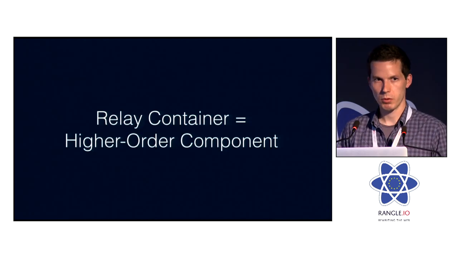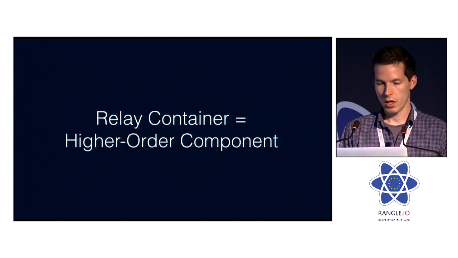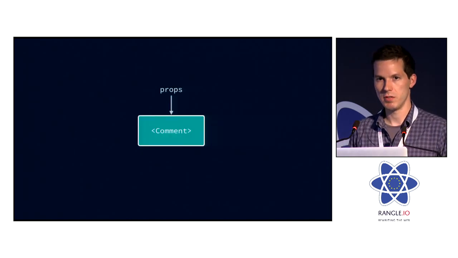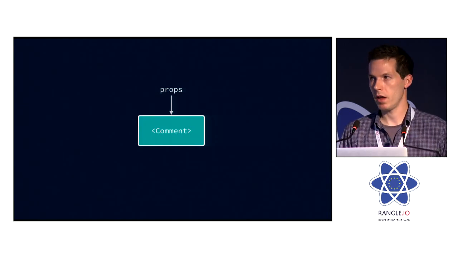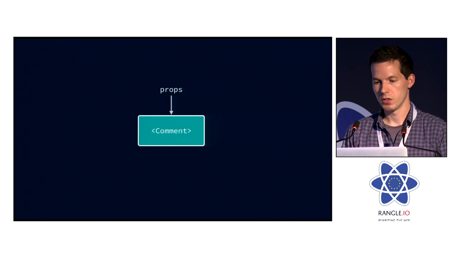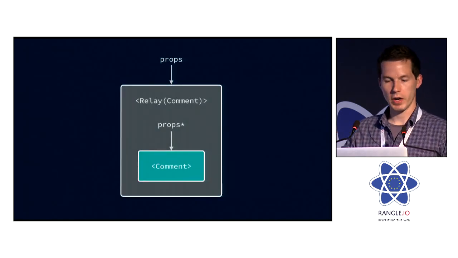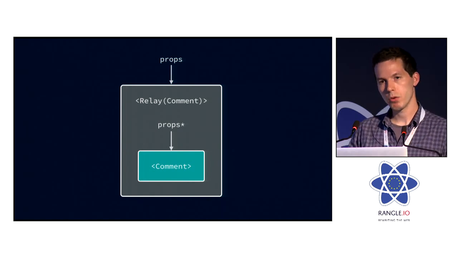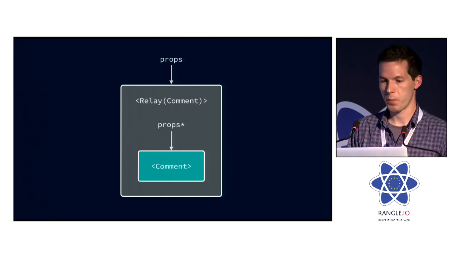So if you're not familiar with higher order components and or containers, kind of two names for the same thing. The way it works is our regular comment component expects to receive some props. But that would require us to actually fetch the data and provide those props to the component. So instead, we can wrap that. This Relay container wraps that component and says regular React component receives props, for example, a comment ID. And it will go and fetch the data for that comment and take the results of that query and make it available to our comment component.